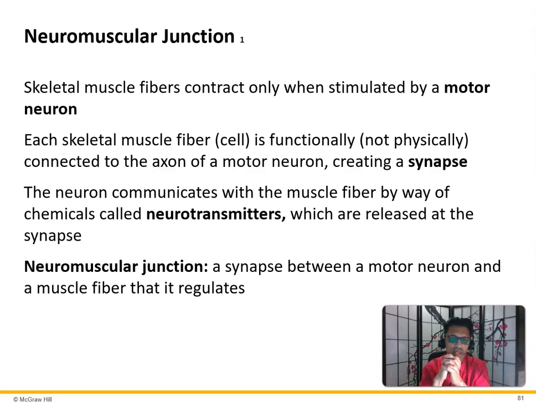The neuron communicates with the muscle fiber by way of chemicals called neurotransmitters. Those are like dopamine, serotonin, but in muscles we use a neurotransmitter called acetylcholine. Neuromuscular junction is a synapse between a motor neuron and a muscle fiber that it regulates.